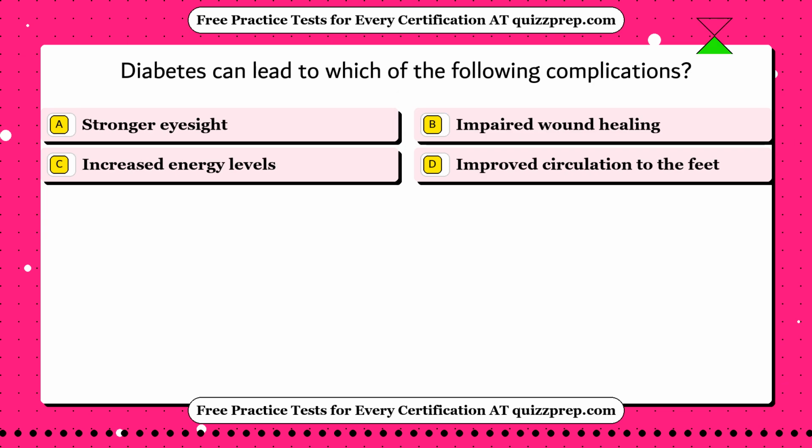Question 50. Diabetes can lead to which of the following complications? Option A, stronger eyesight. Option B, impaired wound healing. Option C, increased energy levels. Option D, improved circulation to the feet.